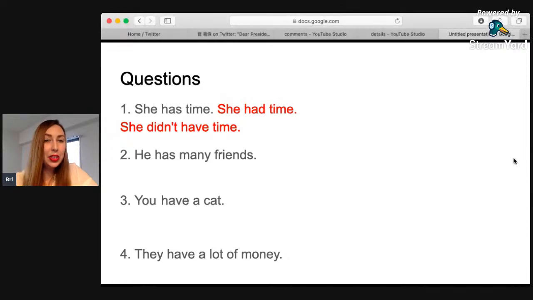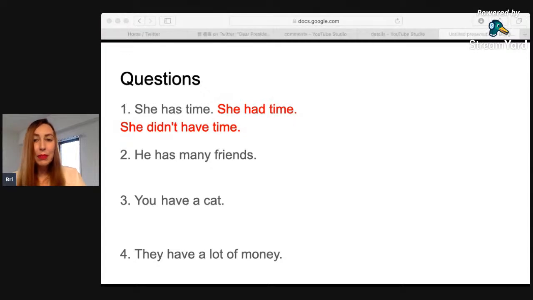And the last one we're going to do is a question. How can we change this into a question? Do we use have or do we use had? We're talking in the past tense, right? So she didn't have time, she had time. How can we make it a past tense question? Oh, David got she didn't have time. Very good. So can anyone make a past tense question?